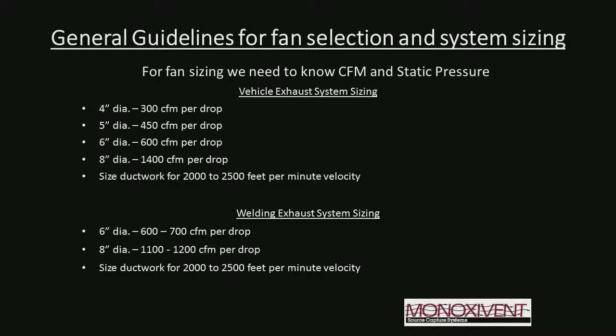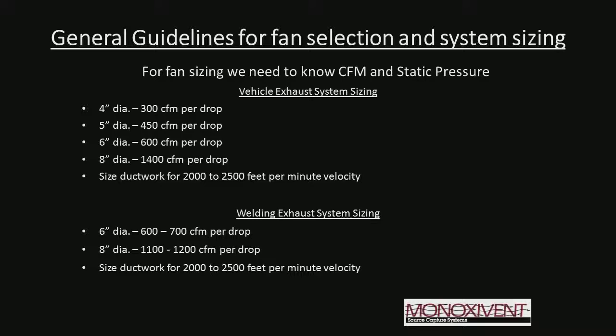For example, in vehicle exhaust, a 4-inch diameter hose with 300 CFM per drop would be appropriate for an automotive garage, like a Chevrolet garage, where they're doing general tune-up type work. We get into 6-inch diameter, 600 CFM per drop. That would be more along the lines of over-the-road semis or some industrial equipment. 8-inch diameter, 1400 CFM per drop, we see a lot in military applications. They ask for a higher airflow.